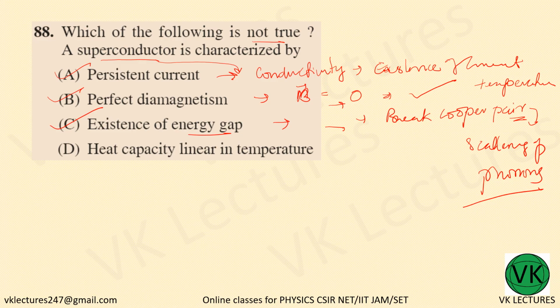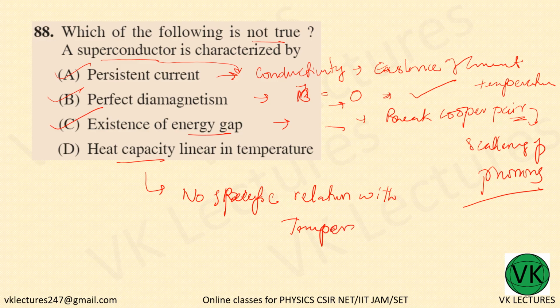superconductor. Now heat capacity, there is no specific relation we can state. At some temperature it behaves linearly, but not always. No specific relation with the temperature for C_V, specific heat capacity. Okay, so your option is D, which is not true.